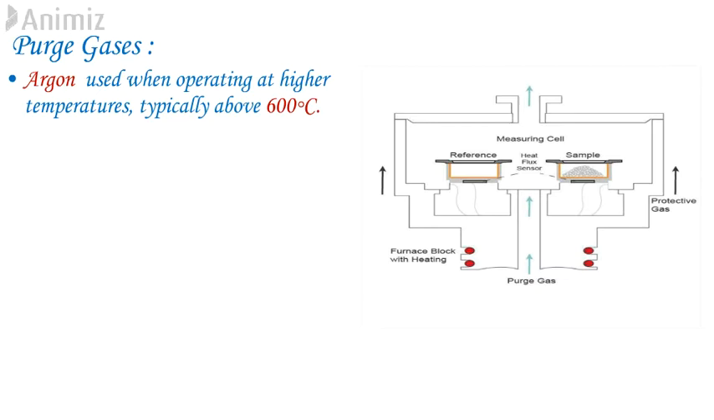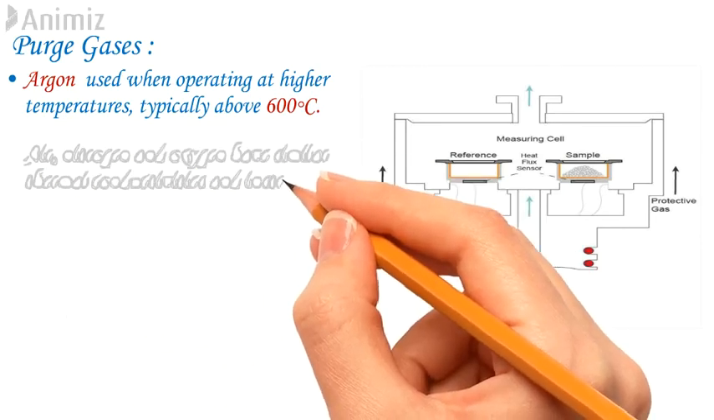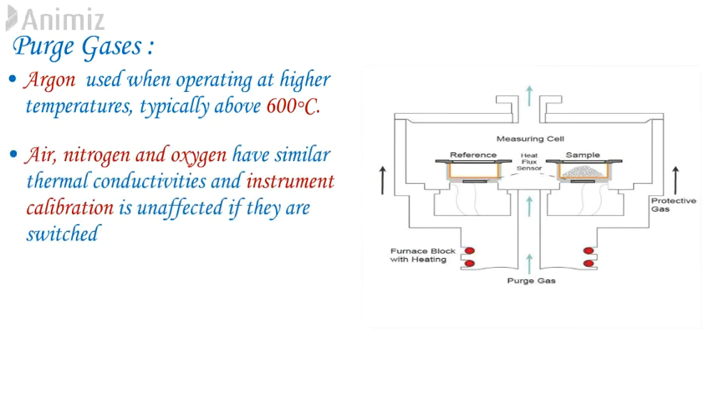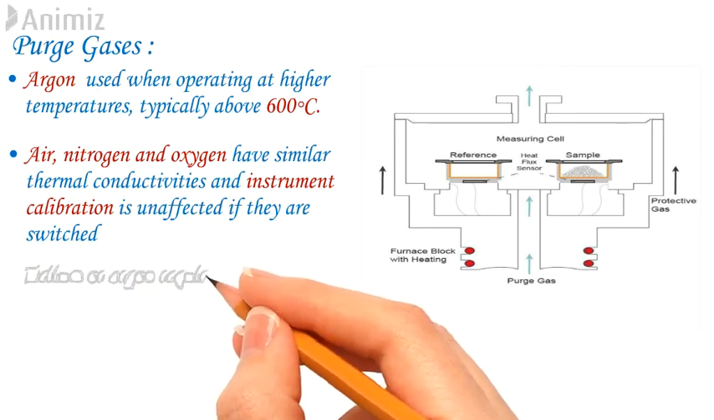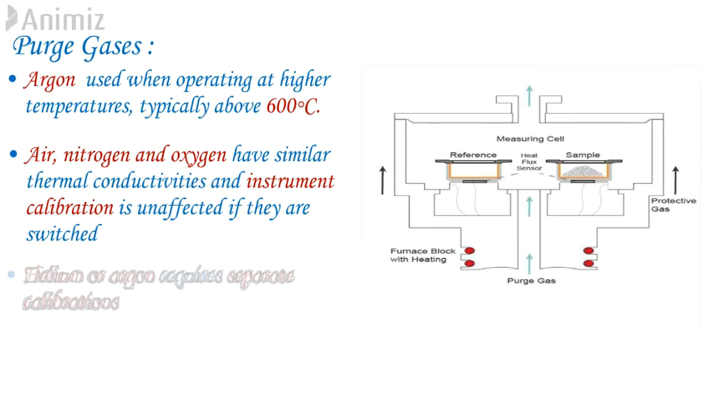This gas has a lower thermal conductivity, which results in lower heat loss, but at a lower temperature results in decreased resolution and sensitivity. Air, nitrogen and oxygen have a similar thermal conductivity and instrument calibration is unaffected if they are switched. The use of helium or argon requires separate calibration to be performed.